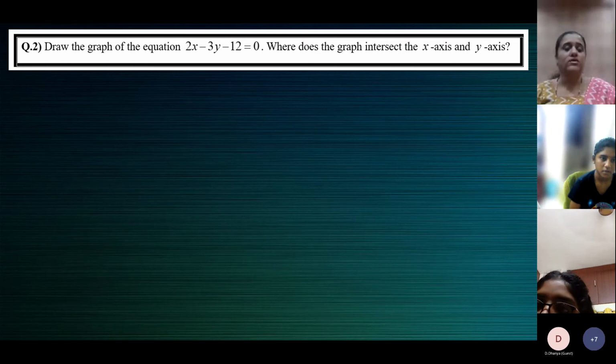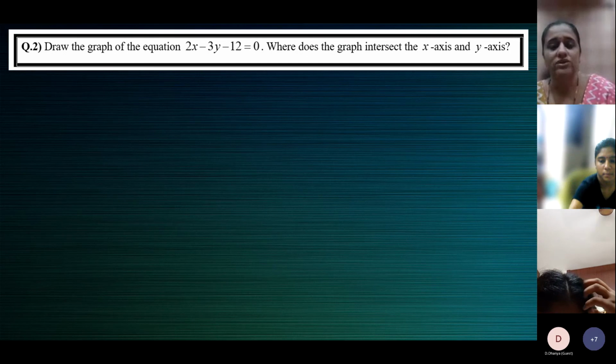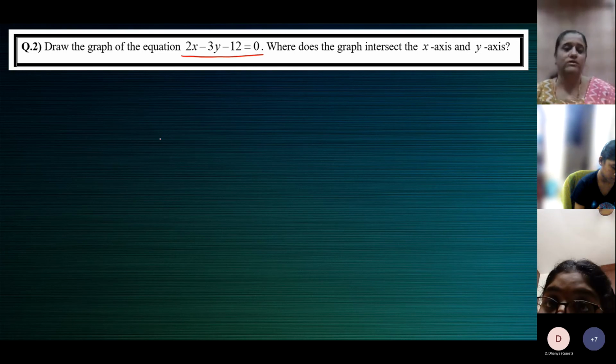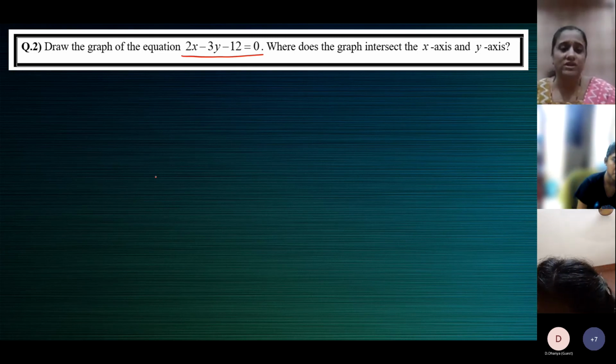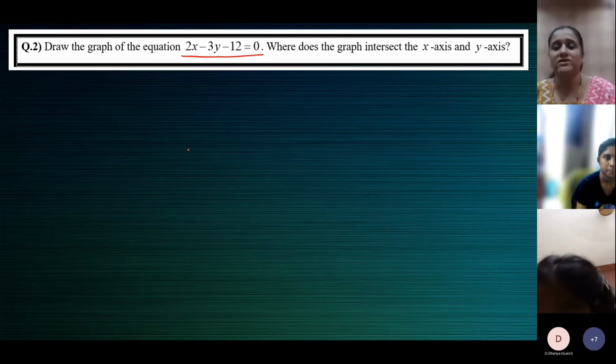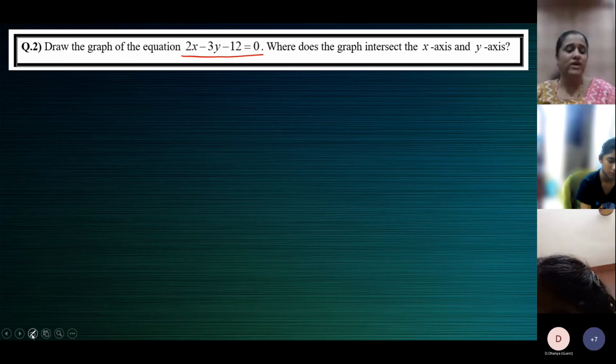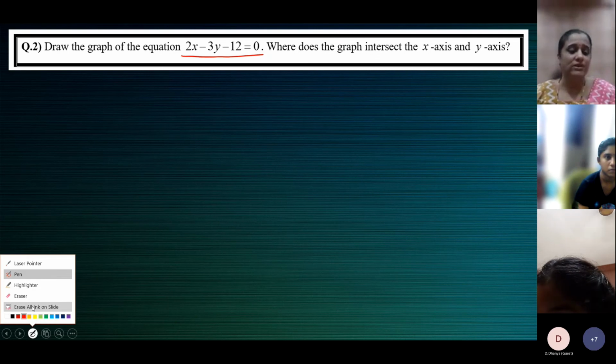See this one. Draw the graph of the equation 2x minus 3y minus 12 is equal to 0. So clearly it is a linear equation in two variables x and y. Draw the graph of the equation 2x minus 3y minus 12 is equal to 0. Where does the graph intersect the x-axis and y-axis? Now, supposing we have to answer this question algebraically.